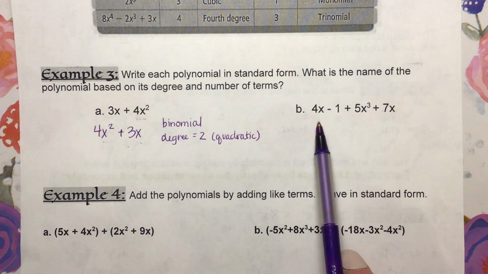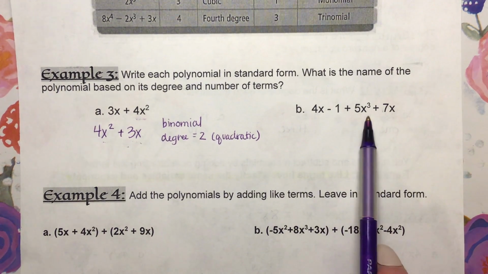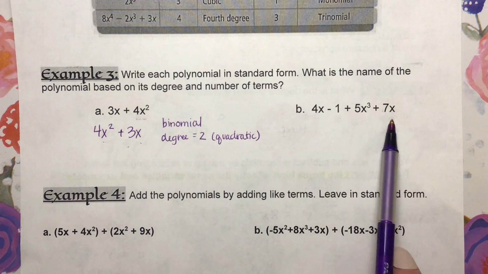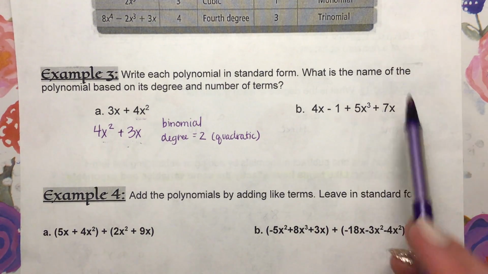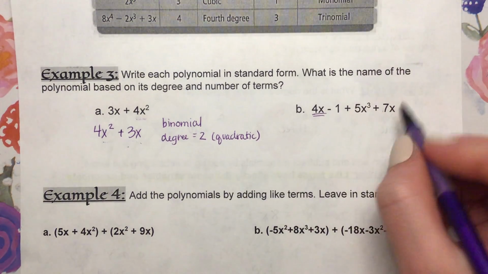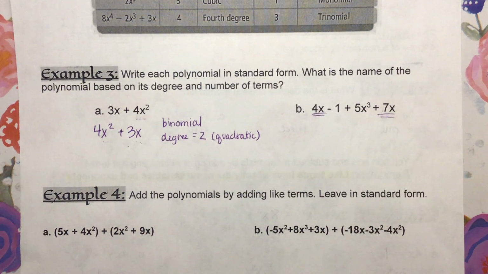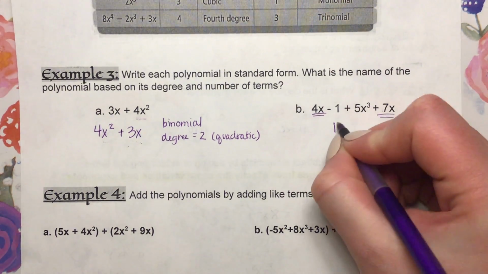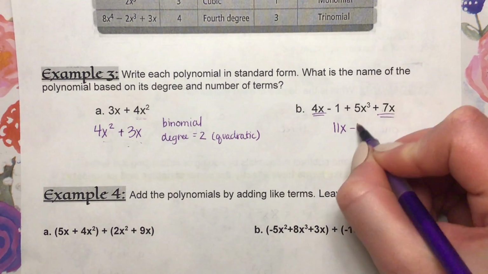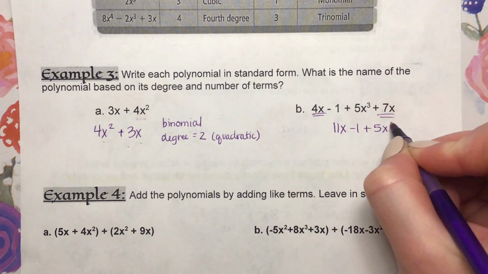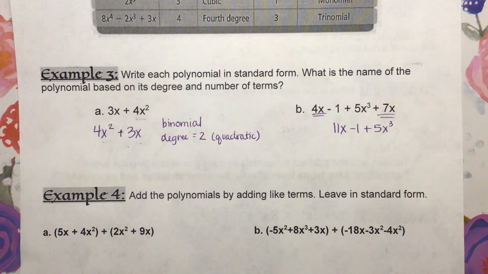We have 4x minus 1 plus 5x cubed plus 7x. So in this example, I want to simplify this before I rearrange it. Hopefully you can see that we have 4x and 7x that can be combined. So let's combine those and then carry anything else down. So 4x plus 7x is 11x. And then I've still got minus 1 and I still have plus 5x cubed.